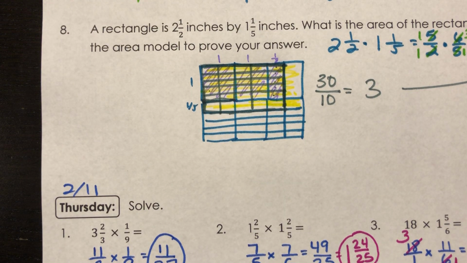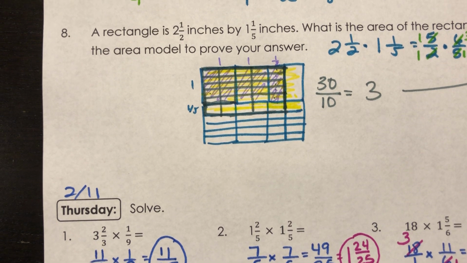Thanks for sticking with it. I know the area model can be tough, but it does help you see how you can get 3 from 2.5 by 1 1/5. All right, have a great rest of your day.